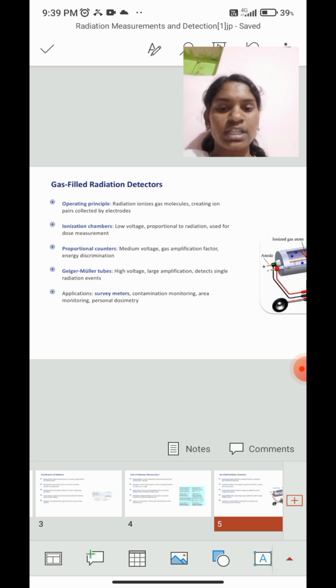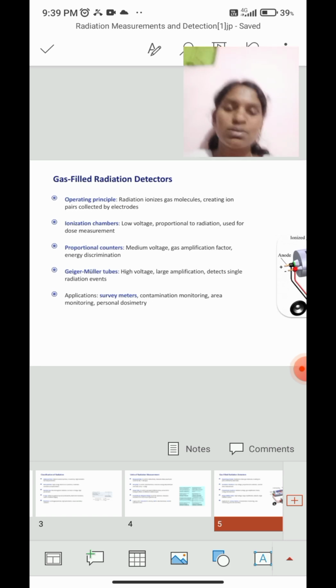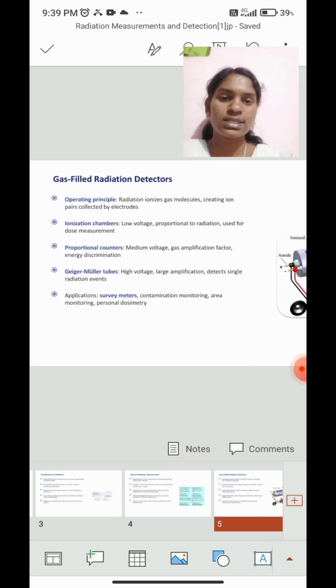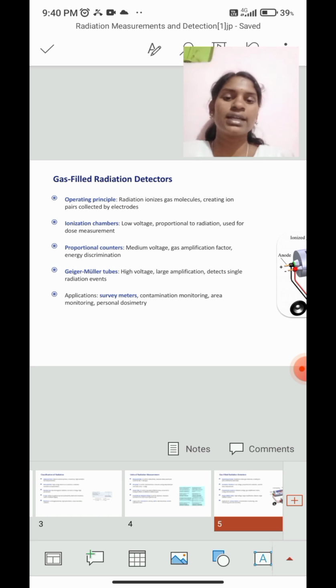Proportional counters use medium voltage, with a gas amplification factor and energy discrimination. Geiger-Muller tubes use high voltage with large amplification, and detect single radiation events. Applications: survey meters, contamination monitoring, area monitoring, and personal dosimetry. These are the gas-filled radiation detectors.